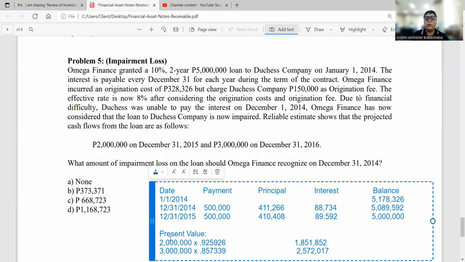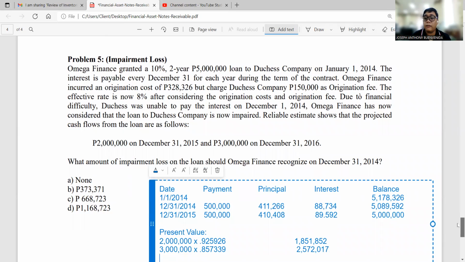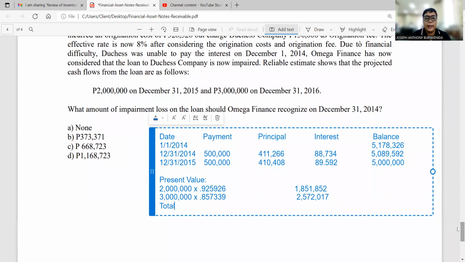So ang iya value is 2,572,017. So we add that, no, para makuha ta ang present value sang 5 million na loan. So ang total niya is 1,851,852 plus the 2,572,017. So ang total niya is 4,423,869. Okay, so amo na yung present value.